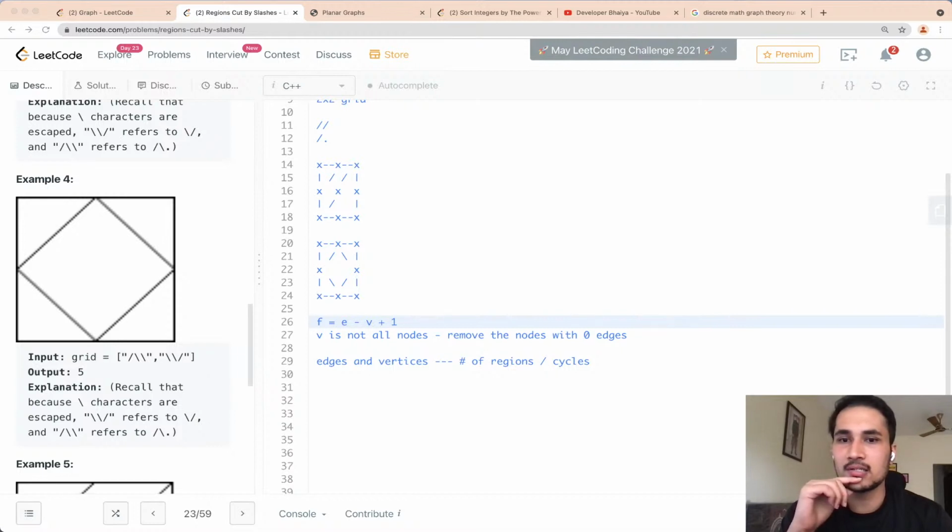So we just have to create this graph. Do we really need to create the graph as well? Let's think for a moment. Yeah, I think we do need to, because we want to know the number of nodes with zero edges, right? So let's actually create the graph, or let's actually count the number of edges for each node. Let's do that.